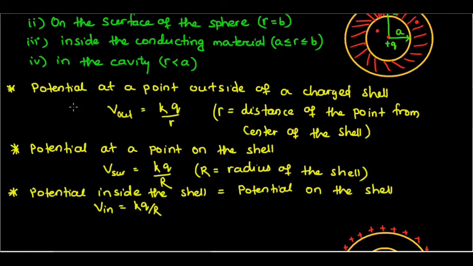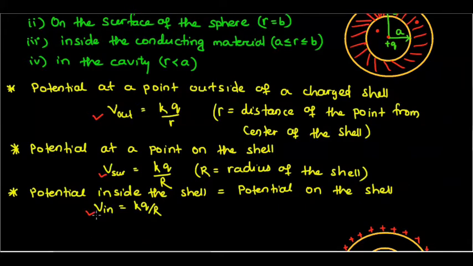So remember that if we have a charged shell having radius capital R and if we are finding the potential at a point outside the charged shell, then V outside is equal to kQ by small r, where small r is the distance of the point from the center of the shell. So this formula will be used when the point lies outside the shell. And if we are finding the potential on the surface of the shell, then the potential on the surface, V surface, will be equal to kQ by capital R, where capital R is the radius of the shell.